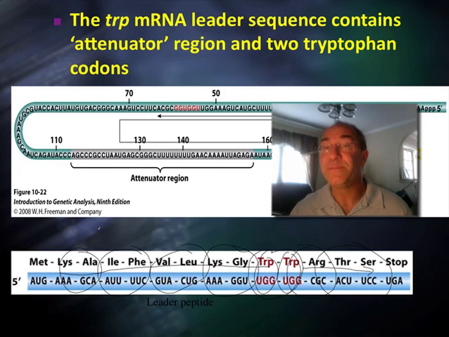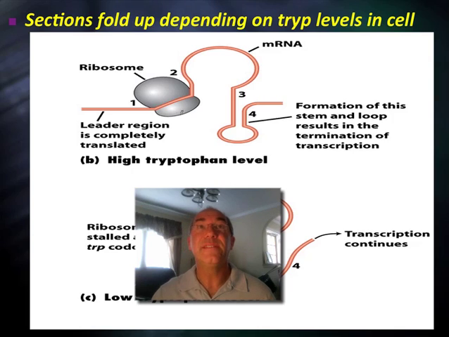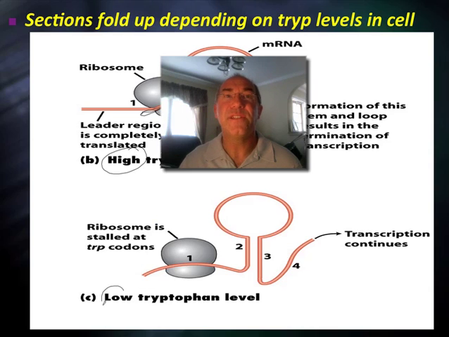We call them polysomes. And so ribosomes are covering this whole leader sequence. This leader sequence is in sections 1 and 2, and it's being flattened out by ribosomes. So we only get sections 3 and 4 folding up under high tryptophan levels. Let's look at the situation if we have low tryptophan levels.